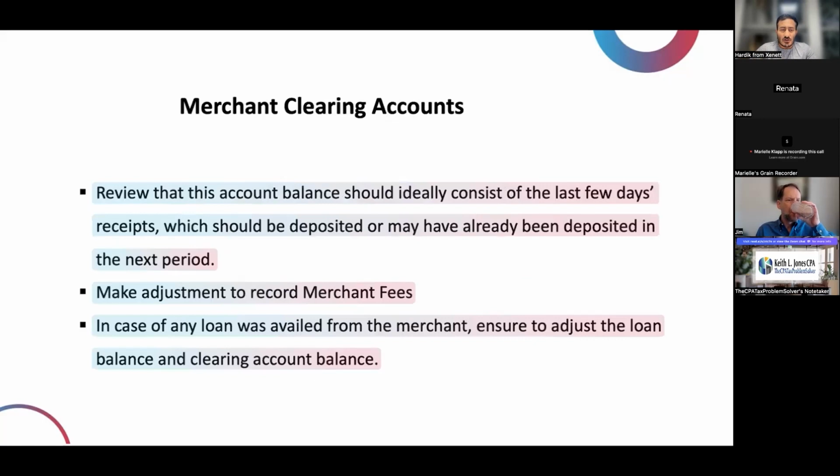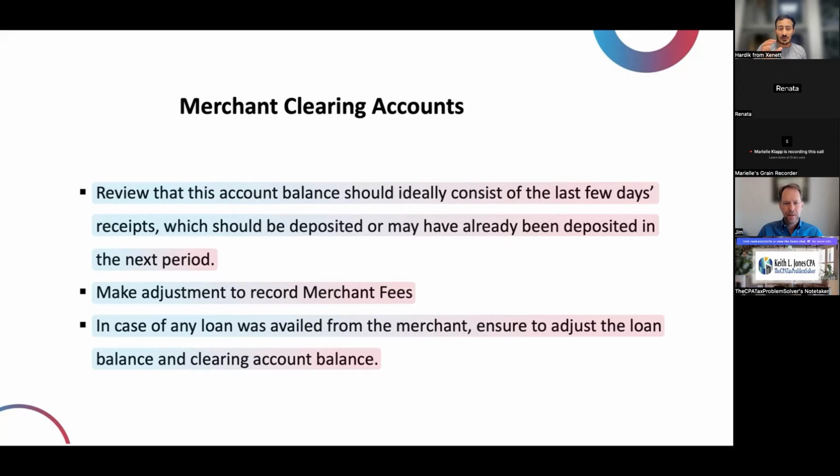Clearing accounts, we also talked about it, similar to undeposited funds, where we expect that this particular account should also carry a balance that gets cleared in the immediate next month. A good example of this that we discussed was Stripe. Typically, we have some Stripe payments in the balance sheet that should get deposited in the next month. And that is what we discussed.